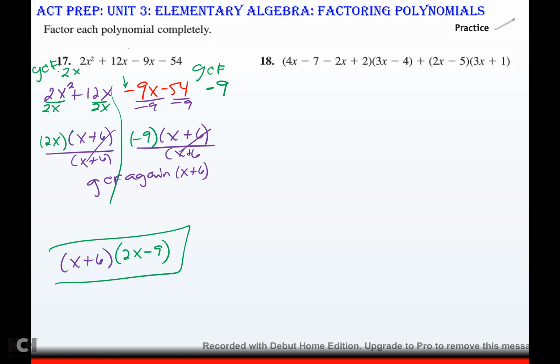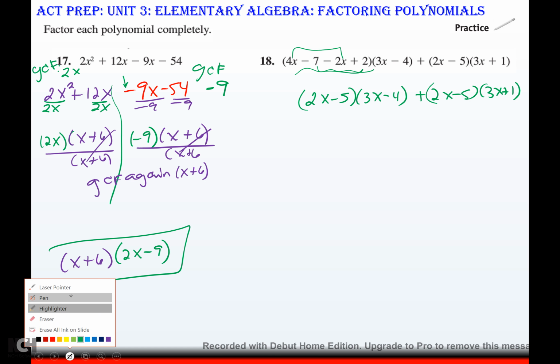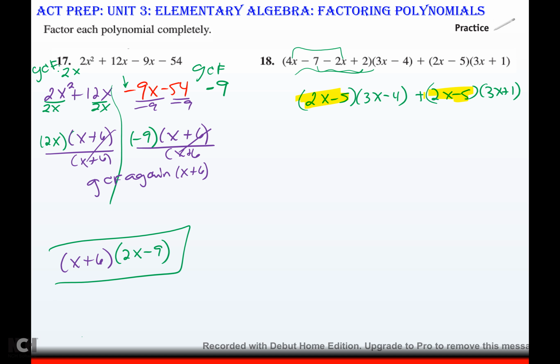Okay, on 18, they're doing a little trick here. My instinct is they've got a matching binomial on both sides, but I can't see it because I need to simplify this. And that's going to be 2x minus 5 times 3x minus 4 plus 2x minus 5 times 3x plus 1. And you're looking for a matching binomial on both sides of that plus sign. And I got one. It is 2x minus 5.